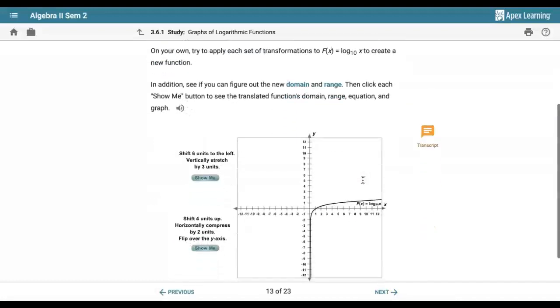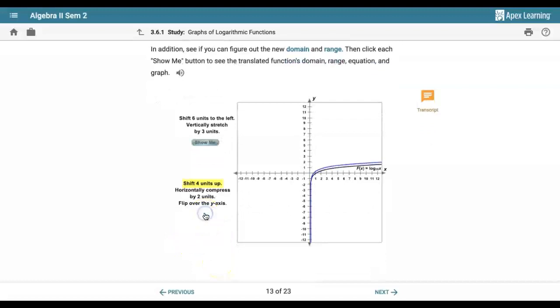Now of course combining is going to be the trick here, and I just want to focus on one of these for the sake of time. I want to shift 4 units up, horizontally compress by 2 units, and then flip across the y-axis. So what that's going to look like: shifting 4 units up, so plus 4. Since we're going to horizontally compress and flip across the y-axis, we just multiply our inside value by a negative 2. We multiply our x value by a negative 2.